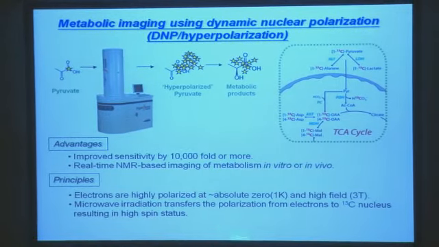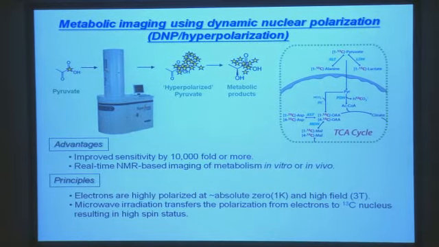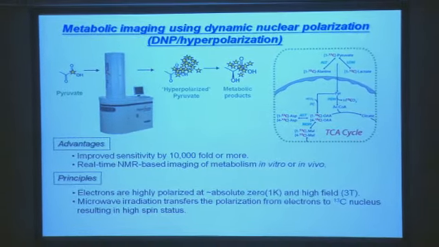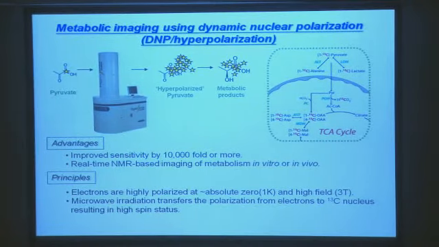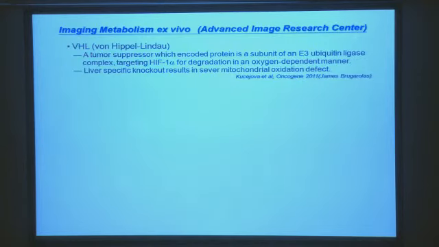And then the polarization can be transferred from the electron to the C13 nucleus, resulting in high spin status via microwave irradiation. So by using the hyperpolarized pyruvate, we are able to look at various downstream metabolites within seconds. So we use the hyperpolarization technique to analyze tumor cells, but what I'm going to show you today is using this technique to image metabolism in perfused mouse liver.